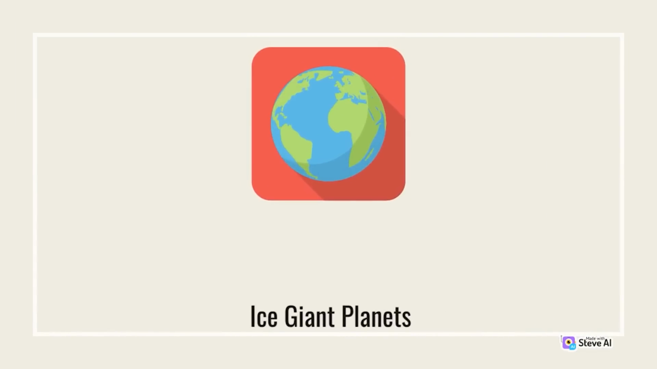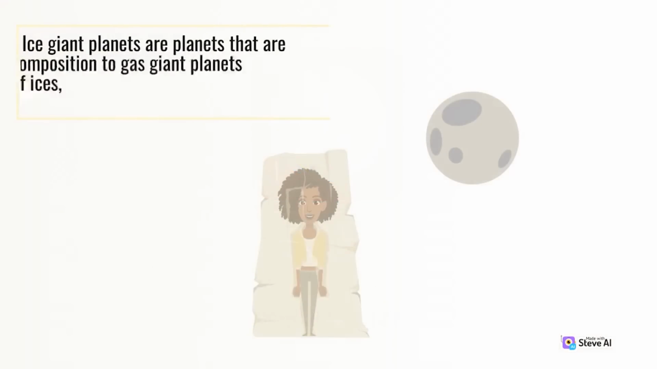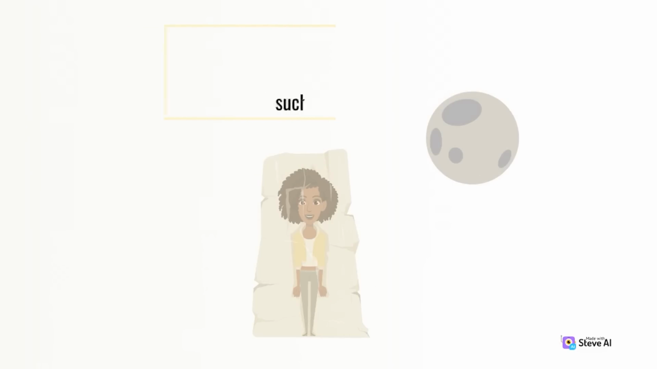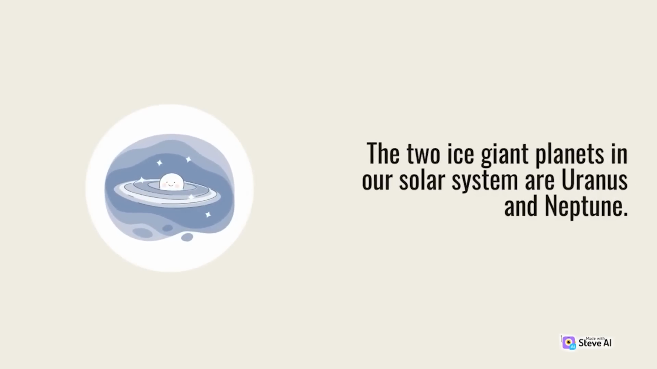Ice giant planets. Ice giant planets are planets that are similar in composition to gas giant planets but have a much higher proportion of ices, such as water, methane, and ammonia. The 2 ice giant planets in our solar system are Uranus and Neptune.